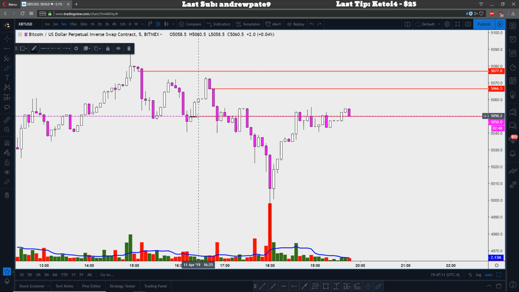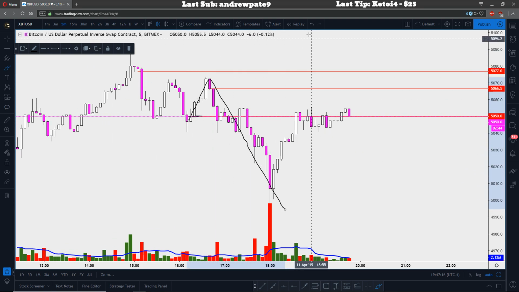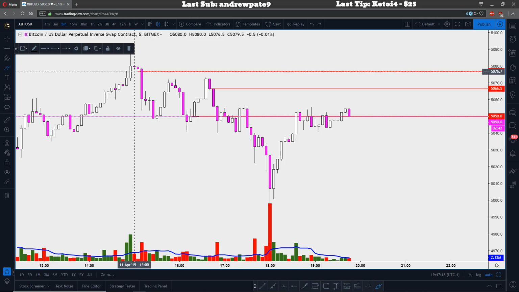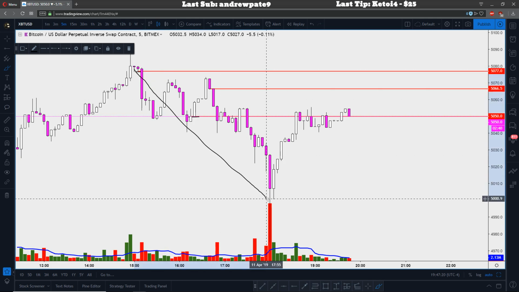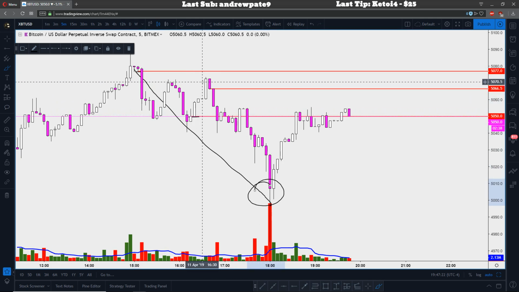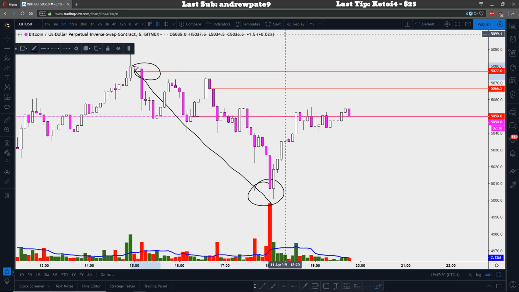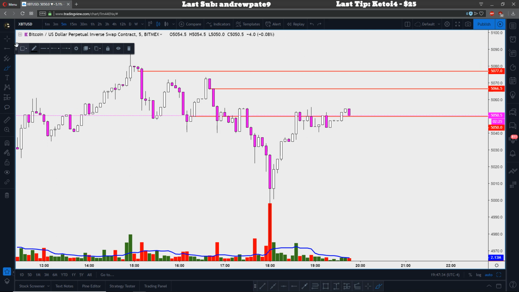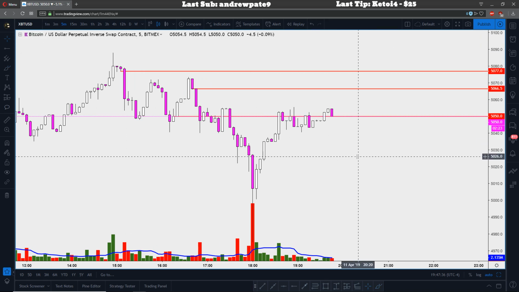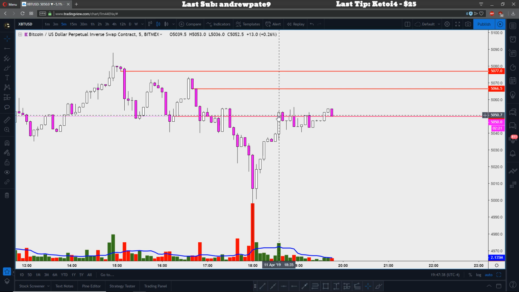This is your last form of resistance before the pullback is broken. This is your last form of support before the impulse move down, along with this level. These two levels are the same. This is just one level into the future. You guys have any questions?